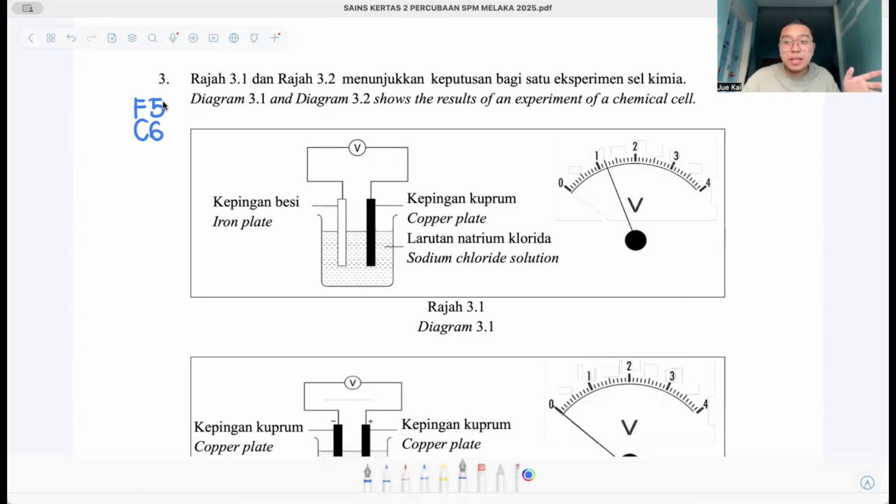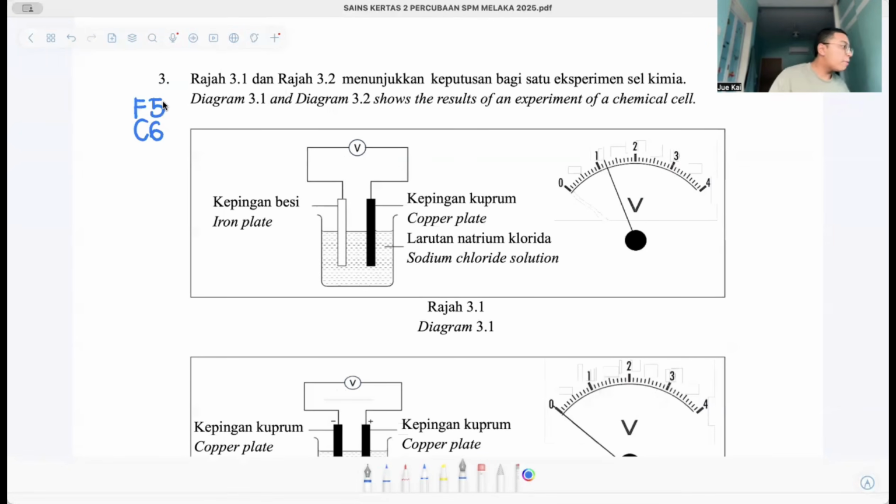Okay, so this chapter I don't want to recap because it's a bit difficult to recap. So what I will do is I will tell you something. For this chapter, you have nothing you need to know. Okay, nothing. You just need to know the arrow, and then you need to know the differences between electrolytic cell and chemical cell.